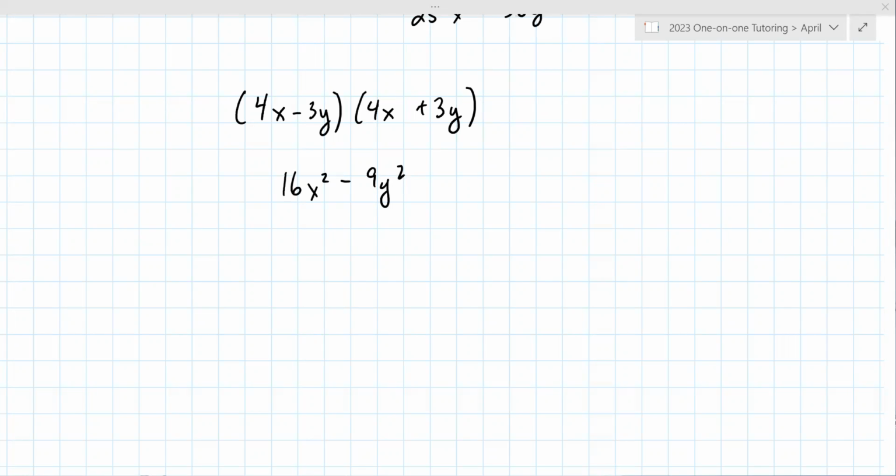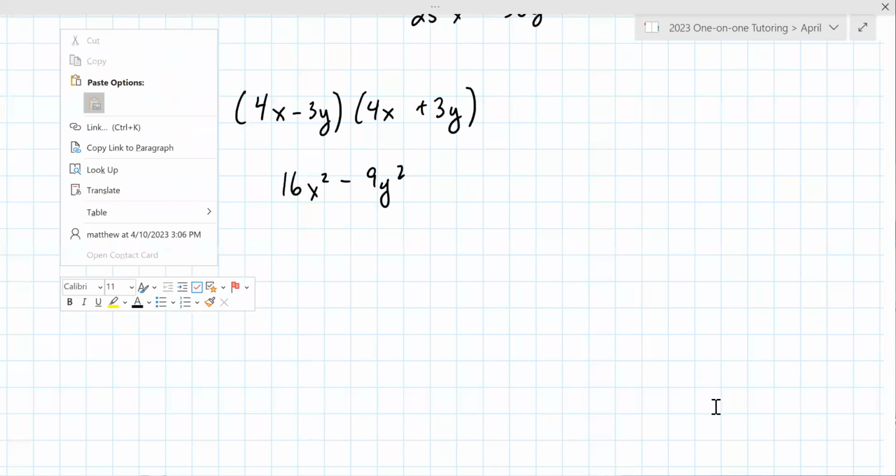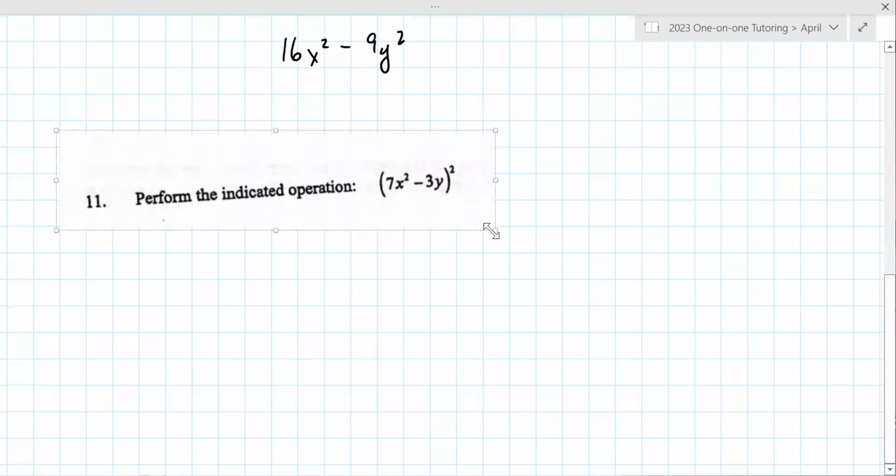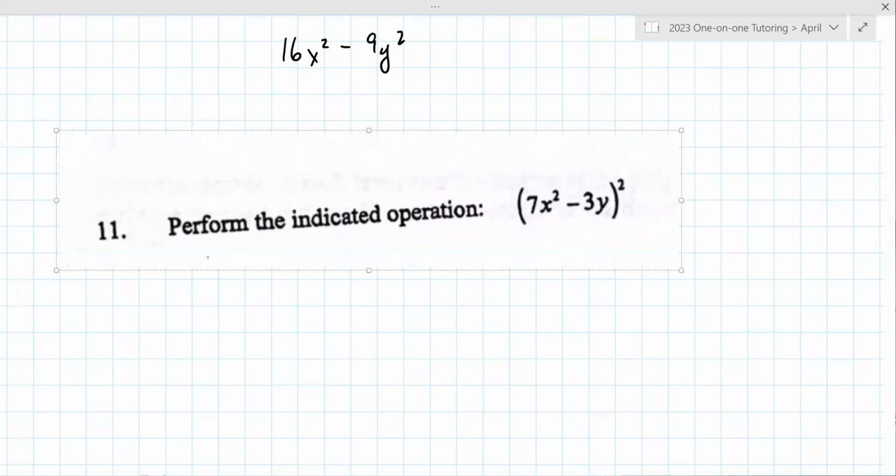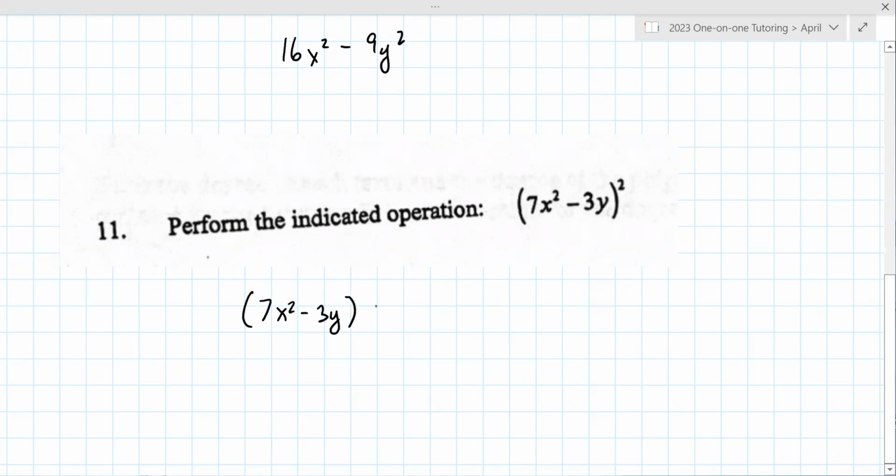Okay. So let's look at number 11 now. Do you want to go to 11? I'm sorry, I assumed you did. Actually, yeah, should we look at 11? 7x squared minus 3y to the power of 2. You do have to rewrite this, meaning you want to show it completely written out.